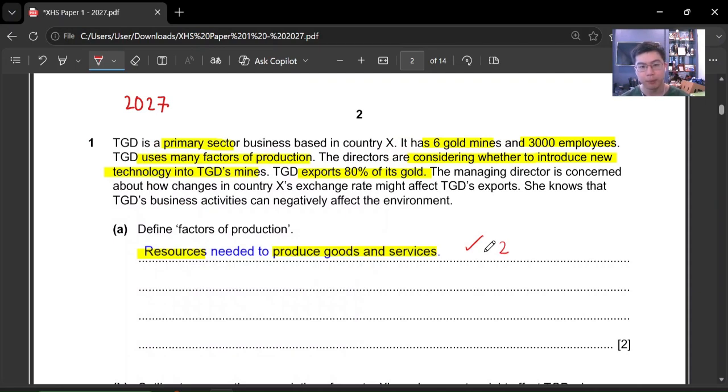Today we'll be going through paper 1. This will be for people taking the exam from 2027 and onwards.